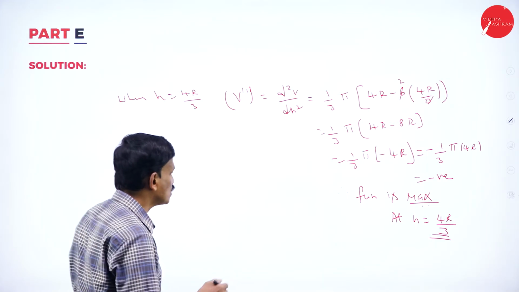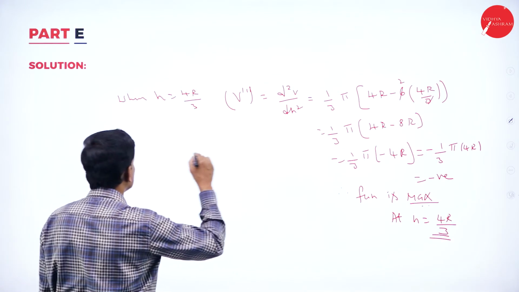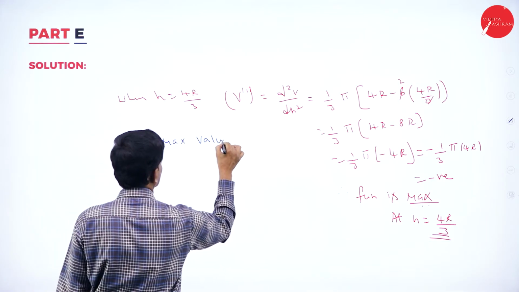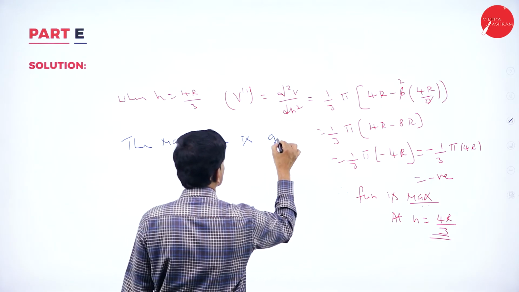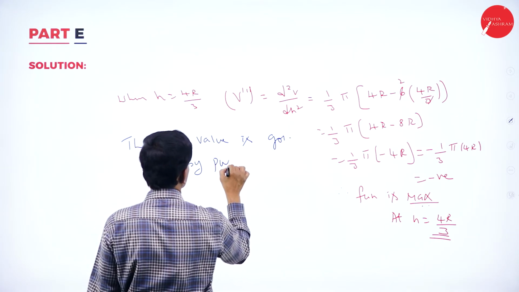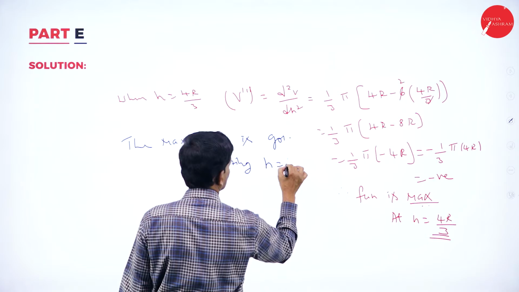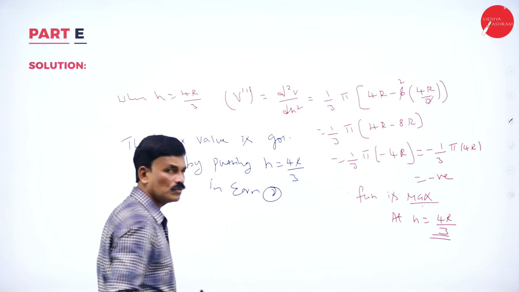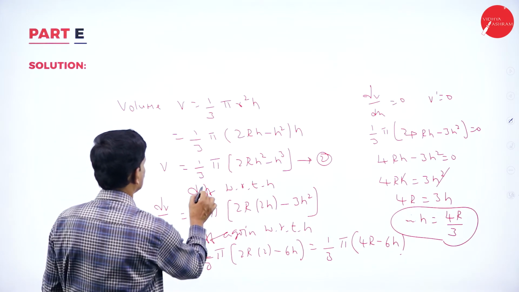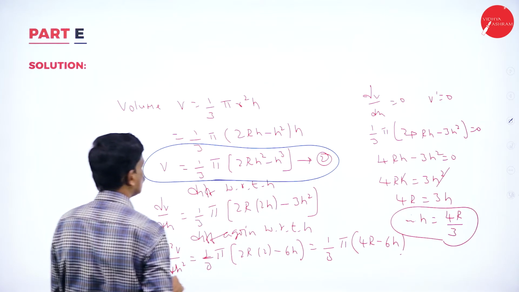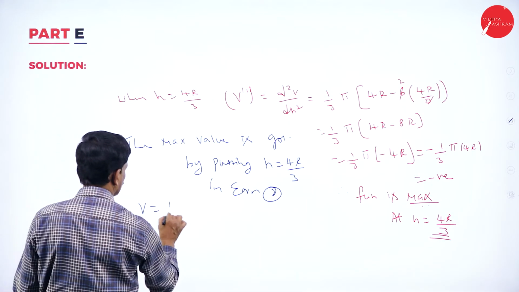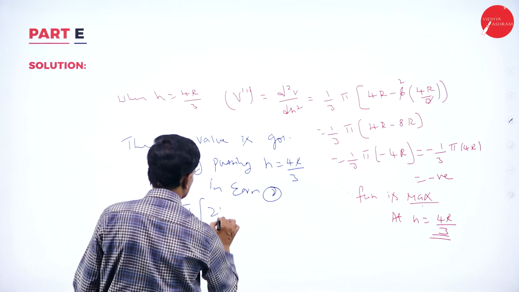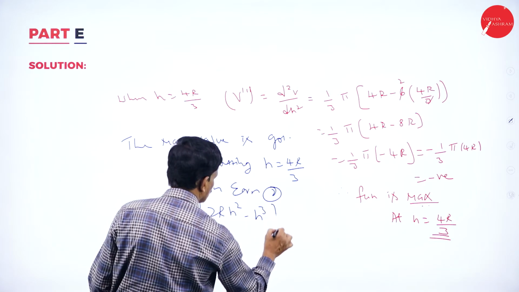Therefore the maximum value is got by putting h is equal to 4r by 3 in equation number 2. What is equation number 2? This is equation number 2. V is equal to 1 over 3 times pi into 2r h square minus h cube. Substitute here.